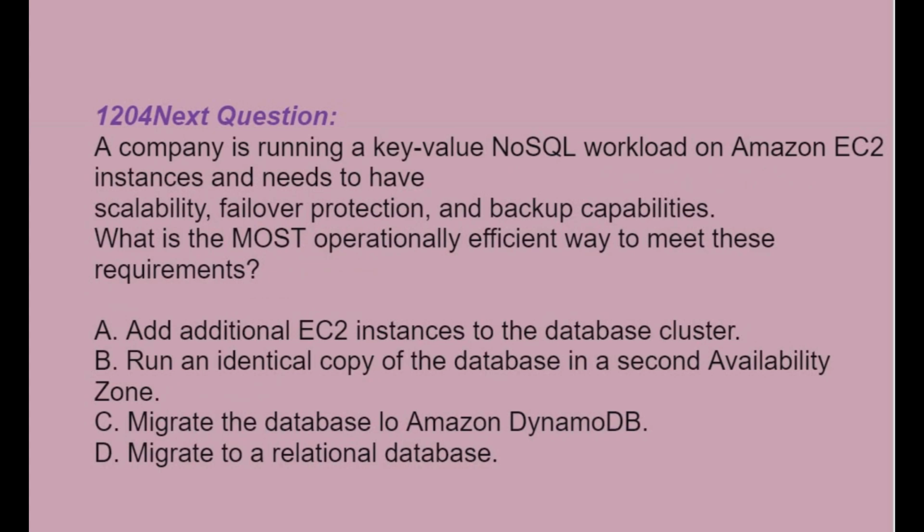Question is, a company is running a key value NoSQL workload on Amazon EC2 instances and needs to have scalability, failover protection, and backup capabilities. What is the most operationally efficient way to meet these requirements? Option A, add additional EC2 instances to the database cluster. Option B, run an identical copy of the database in a second availability zone. Option C, migrate the database to Amazon DynamoDB. Option D, migrate to a relational database. Correct answer is option C.